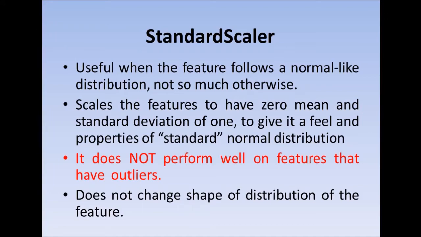So what will standard scalar do? Standard scalar will scale the features, each individual feature, to have zero mean and a standard deviation of 1. Now one thing to note is that it does not perform very well on features that have outliers. We'll see in a moment why that is so. And also it does not change the shape of the distribution of that particular feature. It will simply transform the mean of that feature to be 0 and the standard deviation to be 1. So it will just basically shift that distribution from one place on the graph to the other place. We'll see what it is exactly doing when we see a graphical representation of this.